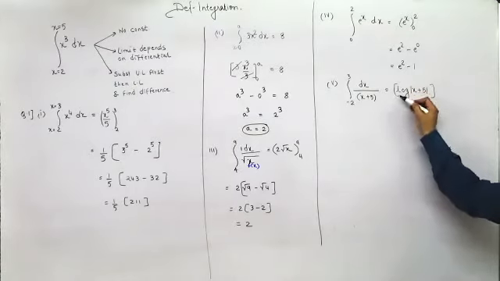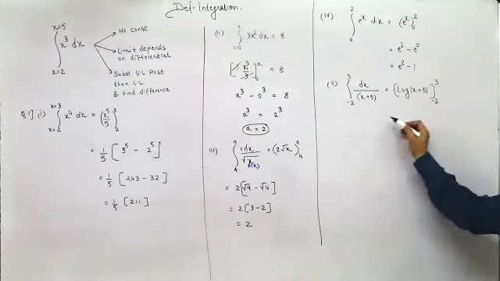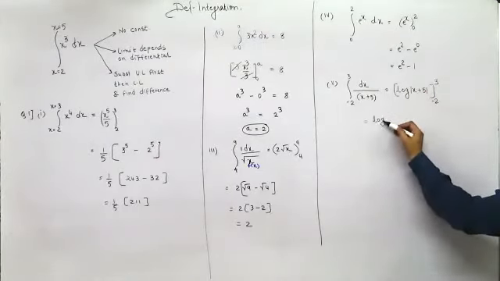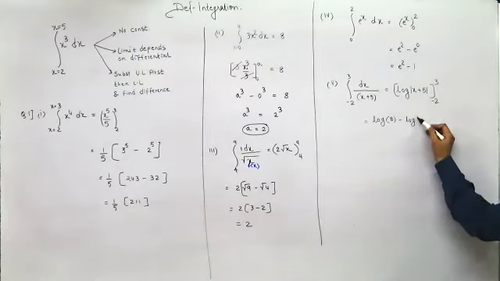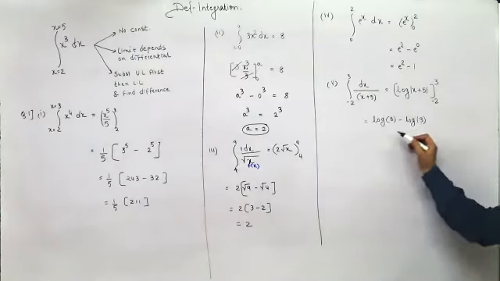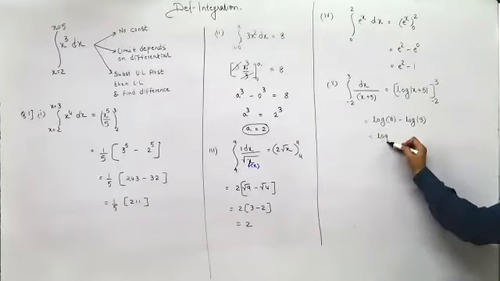between minus 2 and 3. No constant over here. I substitute the upper limit first. I'll get log 3 plus 5, 8. Now I'm not putting mod over here because this is positive. Minus log of minus 2 plus 5 is 3. Log 8 minus log 3 is log 8 by 3.